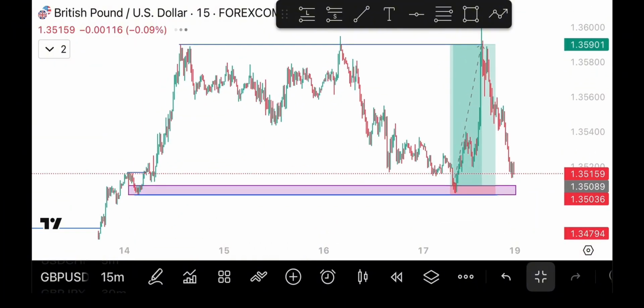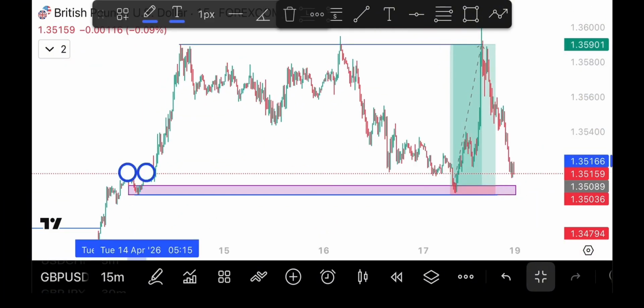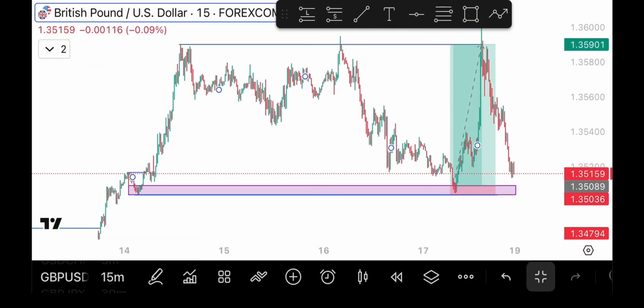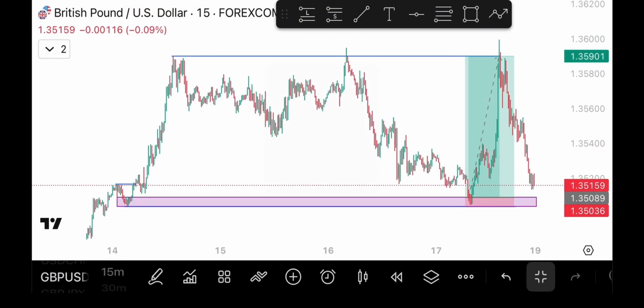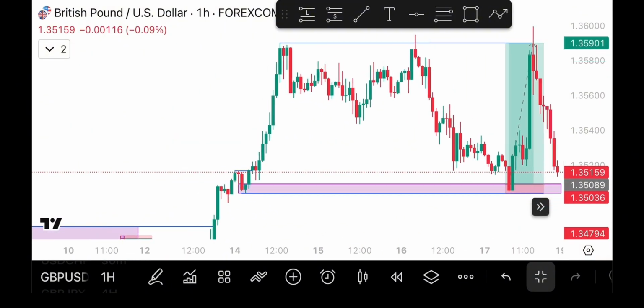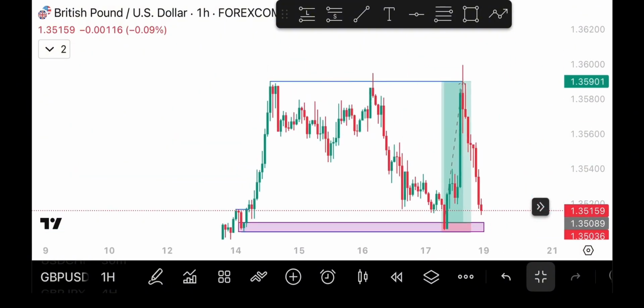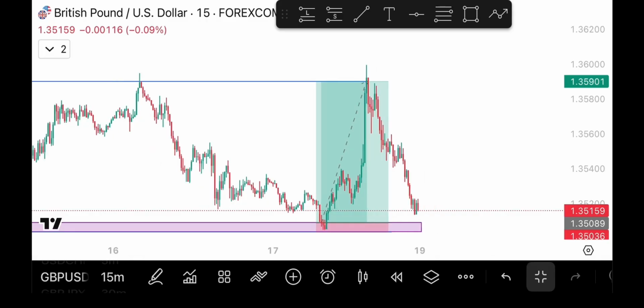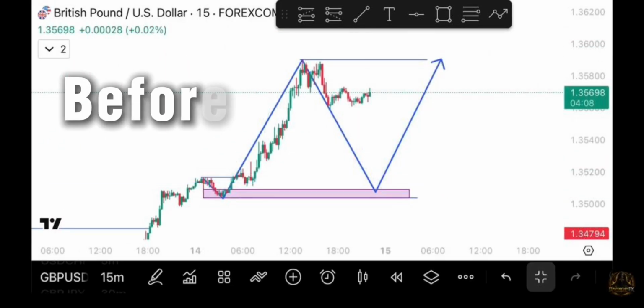I marked this trade out on GU, which I posted on my YouTube channel. And this is the play out of it. It played out on a Friday. I want to show you the before and after. So this is the before, as you can see, and this is the after.